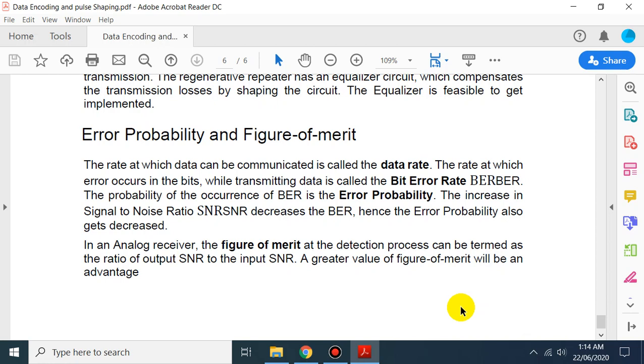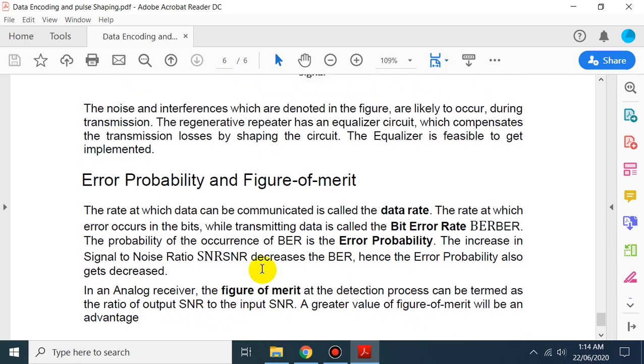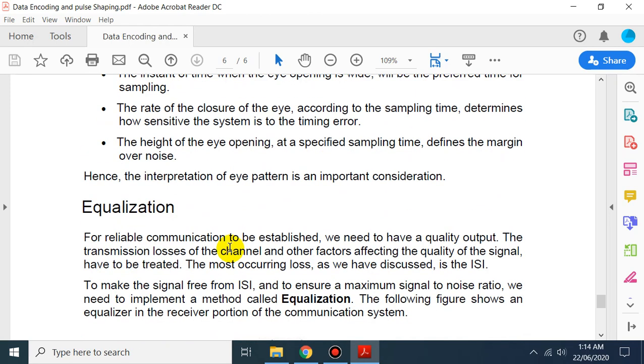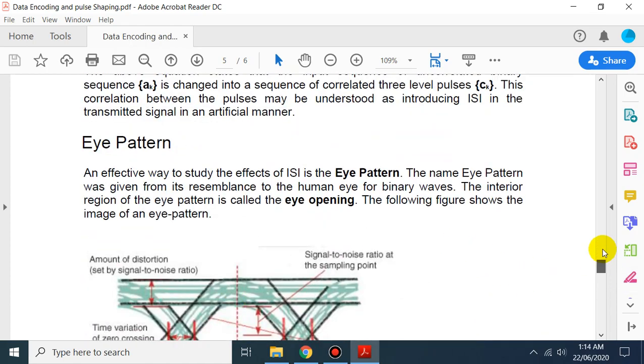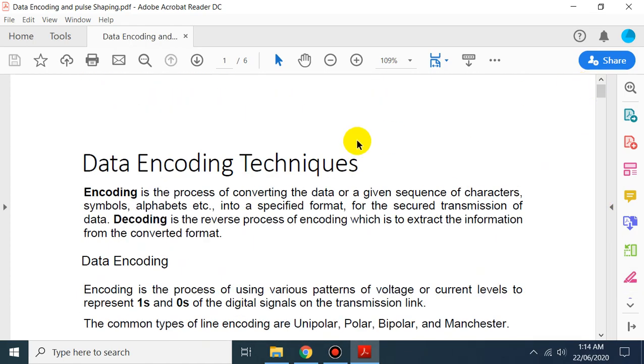In an analog receiver, the figure of merit at the detection process can be termed as the ratio of the output SNR to the input SNR. The greater value of the figure of merit will be an advantage here. So this is all about the coding schemes and the pulse shaping techniques that we're going to discuss in detail in our further lectures of digital communication.